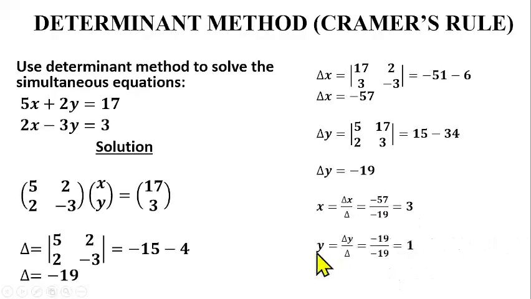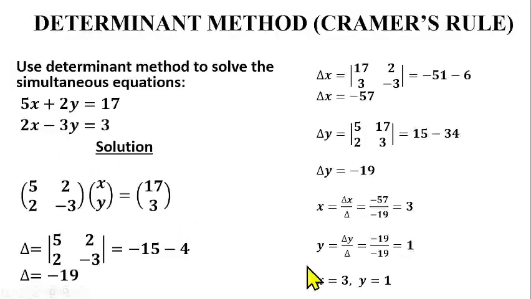So also we do find our y. Our y is going to be change in y over change. Our change in y is minus 19. Our change is minus 19 as well. Cancel, that gives us 1. So our x is equals to 3. Our y is equals to 1. So which is very, very correct.